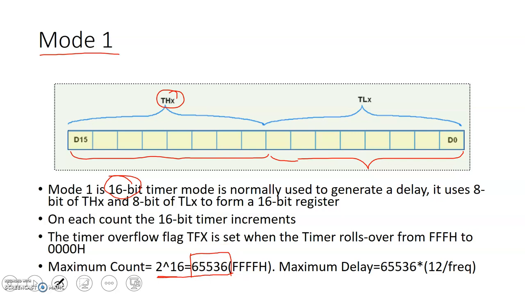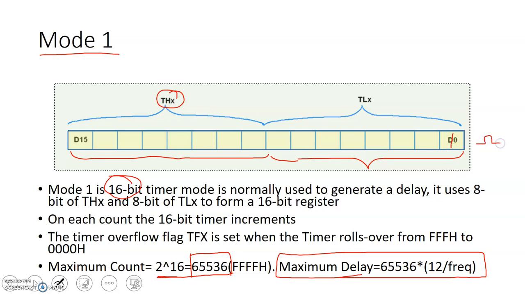So the maximum delay that can be produced is this: 65,536 into 12 divided by the frequency. So what happens here? On each count, the 16-bit timer increments. So it increments from here, 1.